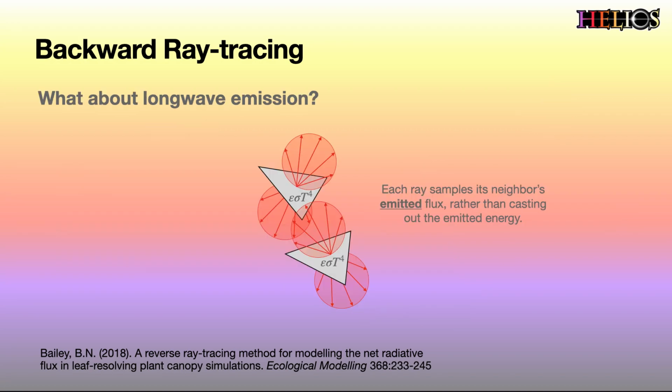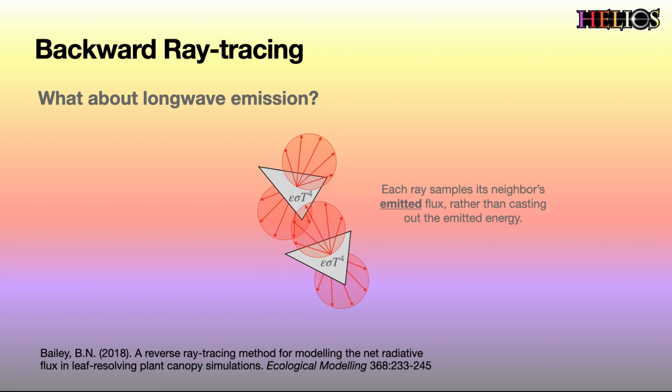And so what about long wave emission? How do we deal with reverse ray tracing for long wave emission when our primitives are actually emitting radiation from them and this is being cast out into the domain? If we were using a forward ray tracing approach, we would calculate how much radiation needs to be emitted using Stefan-Boltzmann law, and then we would cast that radiation out into the domain. But using this backward ray tracing approach, we essentially treat it the same as we did our scattered energy, except for instead of sampling that to be scattered energy, we sample the emitted energy.